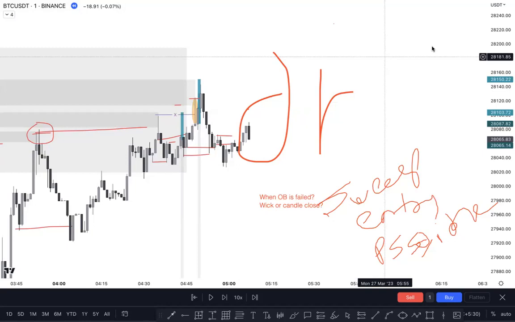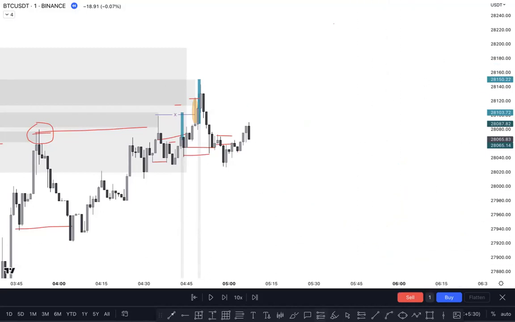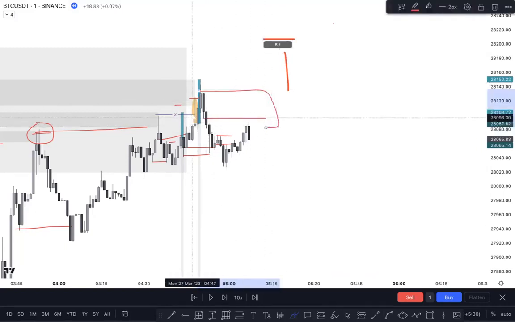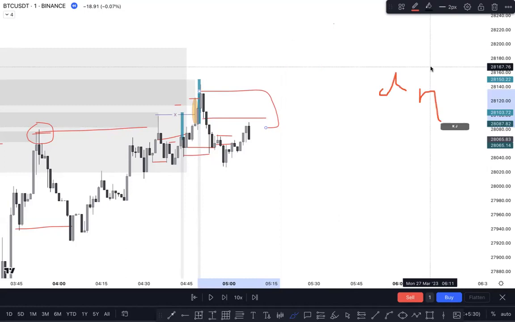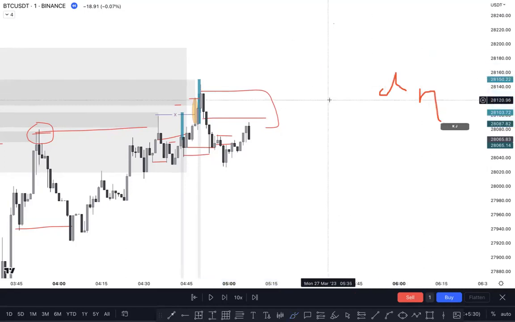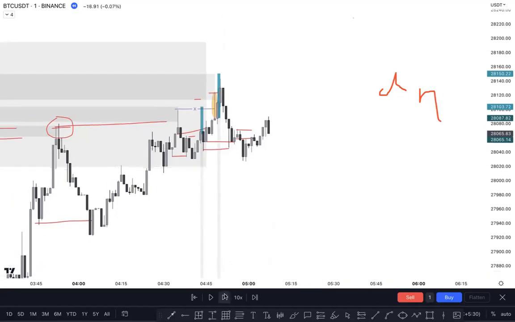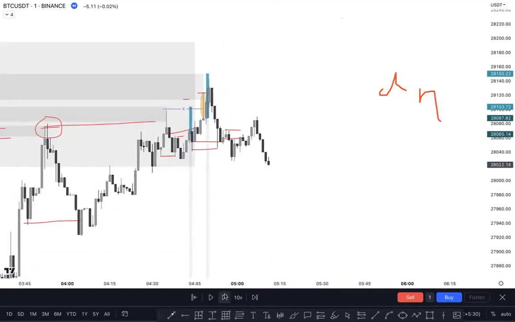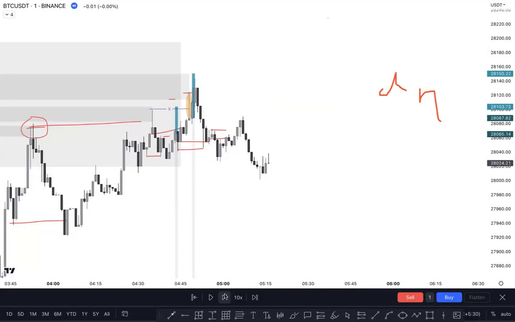Sweep entry. I don't know what you are saying. If the previous structure swept here, then you can sell here, right? But the market did not sweep as per the 1 minute time frame, so we can't sell here. But let's see what happens next after this one, and what the next possible scenario is in this case.